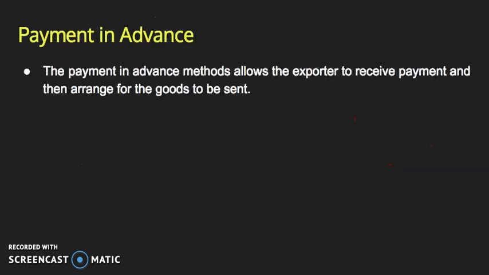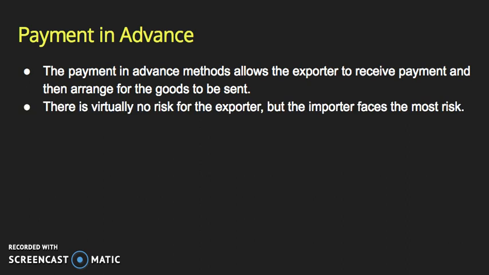So what this is basically, it allows the exporter to receive payment first and then arrange for the goods to be sent. So there's virtually no risk for the exporter because they get the money and then they send the goods overseas. However, the importer faces the most risk because once they've sent the money, there's no real guarantee that whoever here in Australia is sending it across actually does send the goods across.